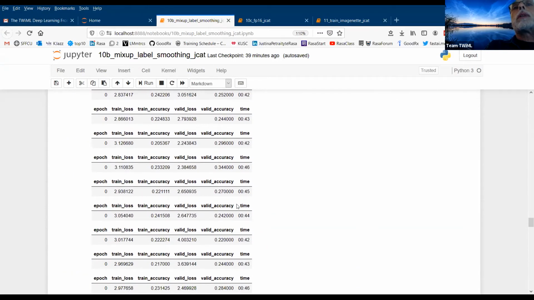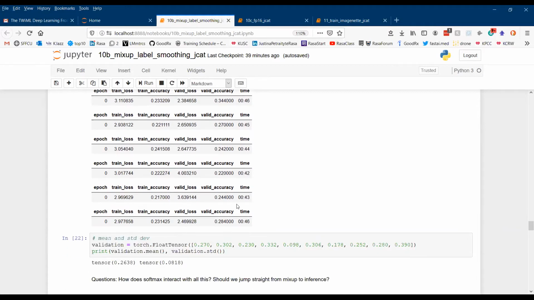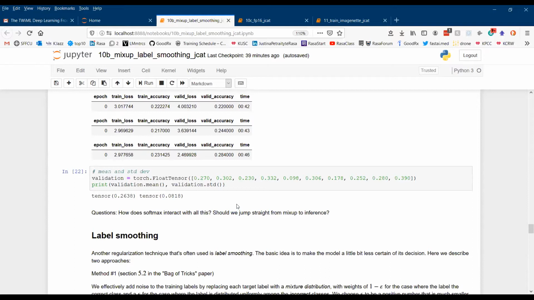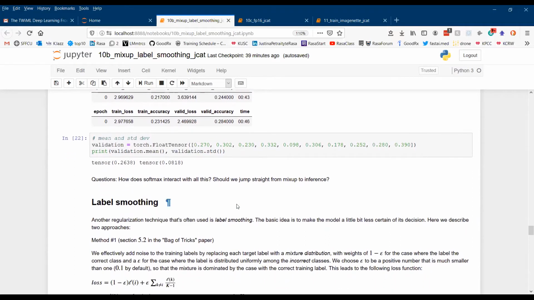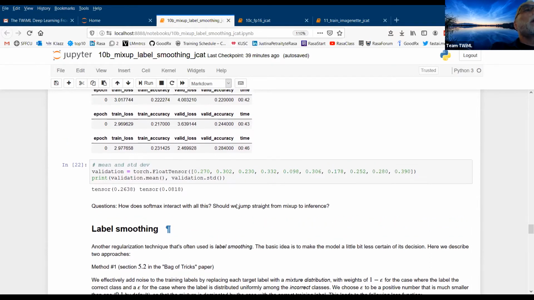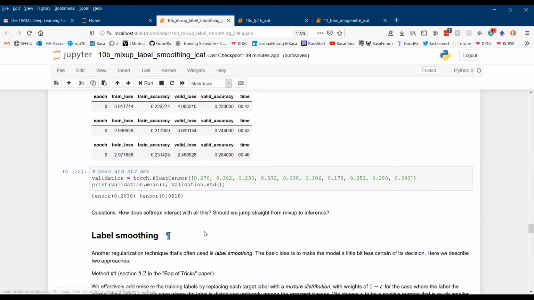Isn't there a point in the lecture where Jeremy mentions that you don't want your model to be predicting something as 1, but you just want it to be like 90% confident? That's the label smoothing part, right? Oh, okay. Yeah.